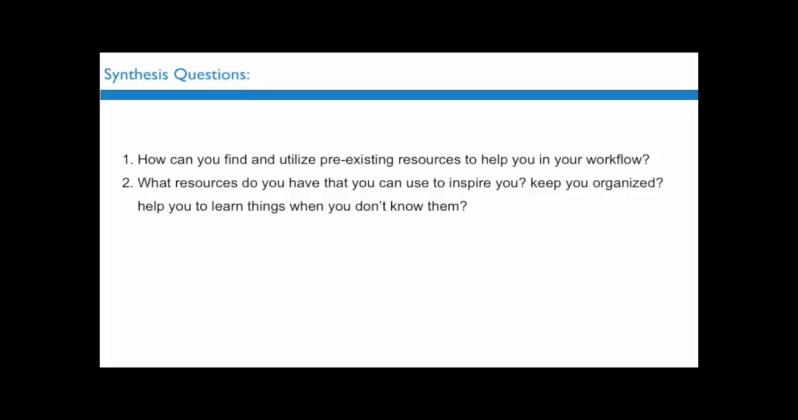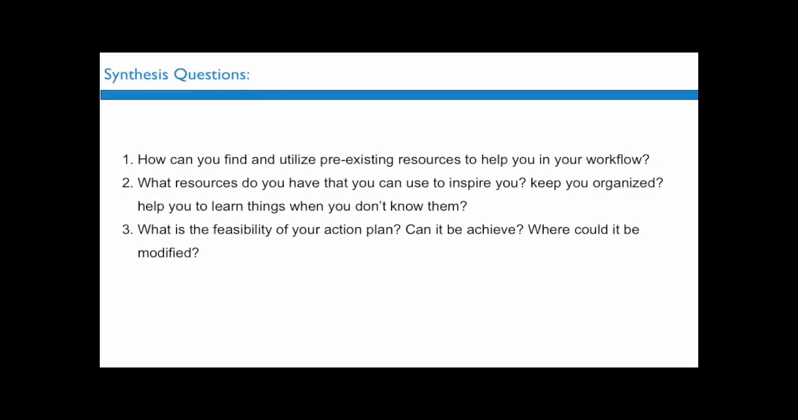The next question is, what resources do you have that you can use to inspire you, to keep you organized, and to help you to learn things when you don't know them? A key aspect of this class is that you are autonomous, which means in many cases you're going to be working alone, and you're going to have to find ways to inspire yourself, keep yourself organized, and teach yourself things when you're not familiar with them. Identifying what resources can help you with these different things is an important step in this process.